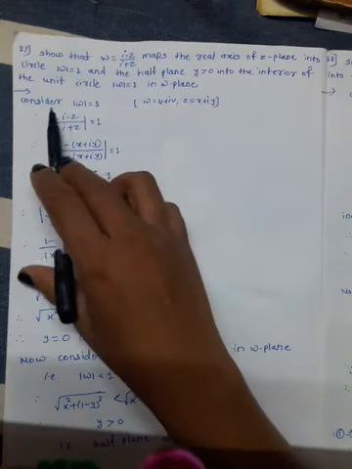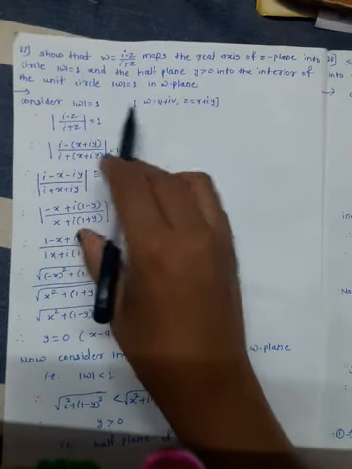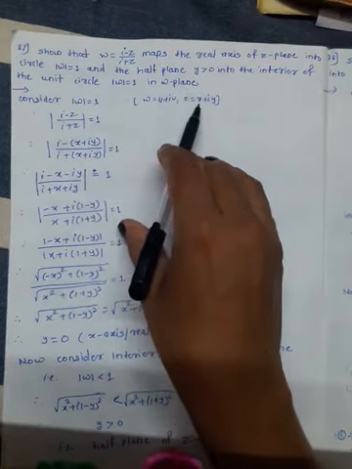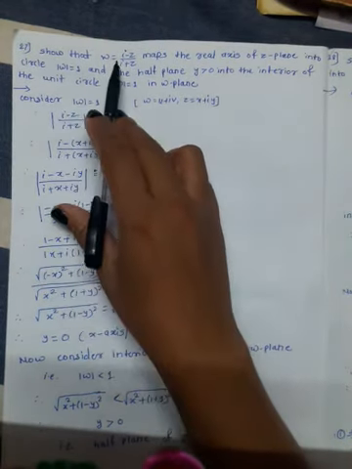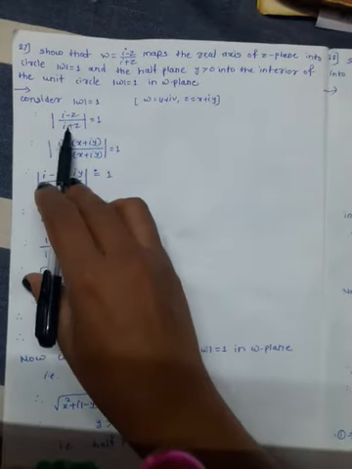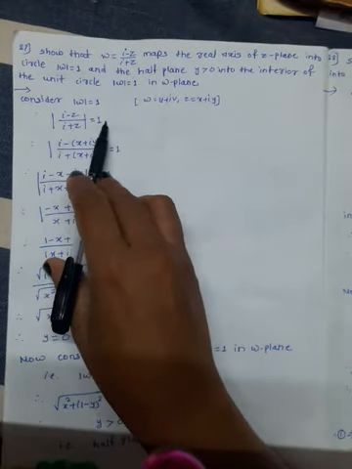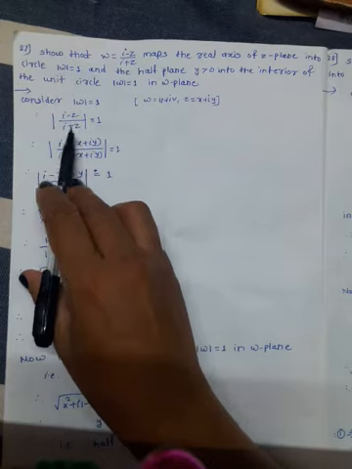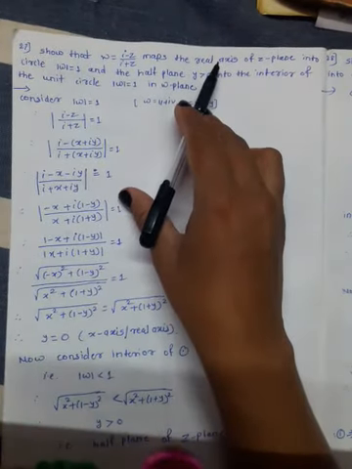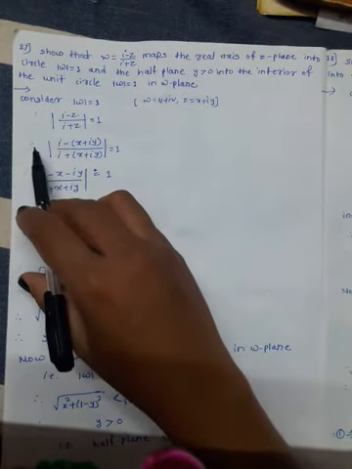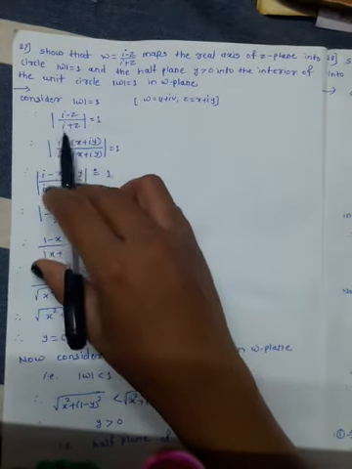Now consider mod w is equal to 1, where w is u plus iv and z is equal to x plus iy. The value of w is given in the example. Put this value here, is equal to 1. Now we have to solve this, and we have to reach the real axis, meaning y is equal to 0. That means here we have to convert these variables into x and y.